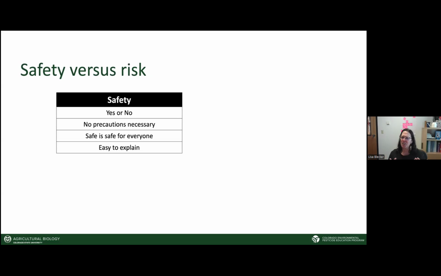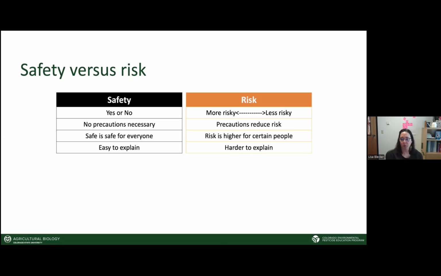It also assumes that safe is safe for everybody, and everybody's measure of safety could be different. You may be extra sensitive to chemicals in the environment, so what's safe for me is not necessarily what you consider to be safe. Safety is way easier to explain. It's not as nuanced as risk. But if somebody asked me if making this pesticide application were safe, I'd never say yes, because I don't want them to think that they don't have to take precautions. Pesticides are only safe if you take the proper precautions. This is why I like to talk more about risk.